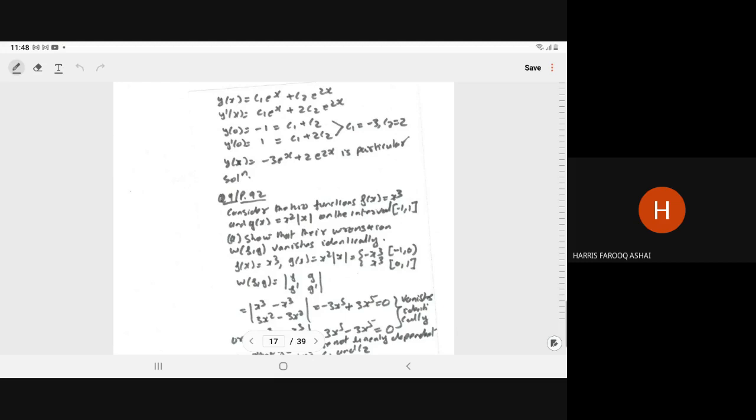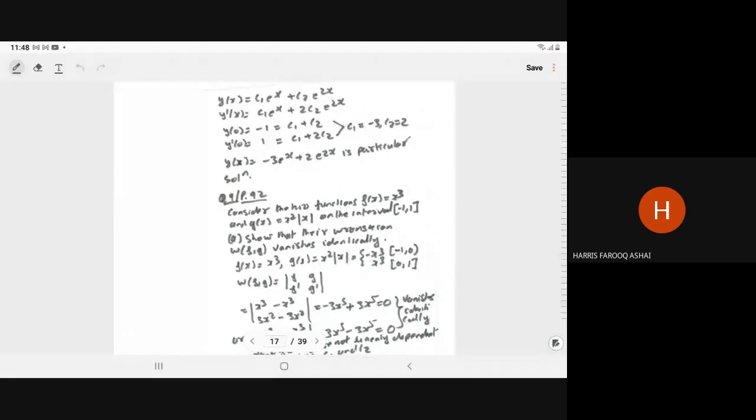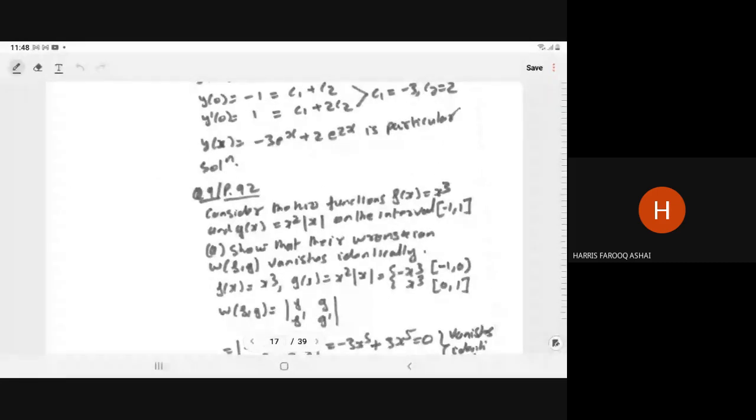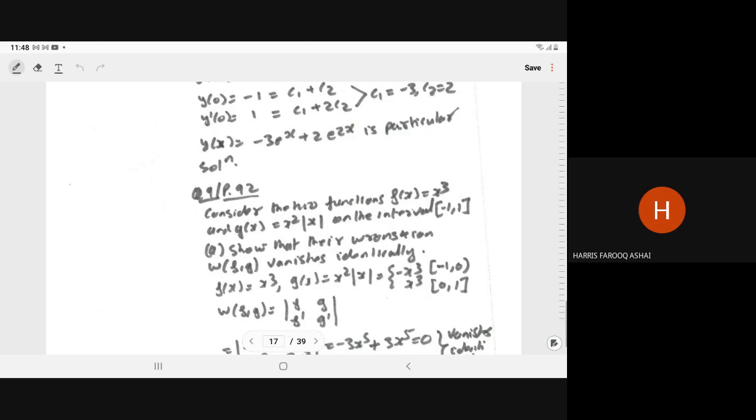Consider the two functions. It is a very important question. Please see carefully. Consider the two functions f(x) = x³ and g(x) = x²|x| on the interval -1 to 1, so that their Wronskian W vanishes identically. f(x) is equal to x³, right?